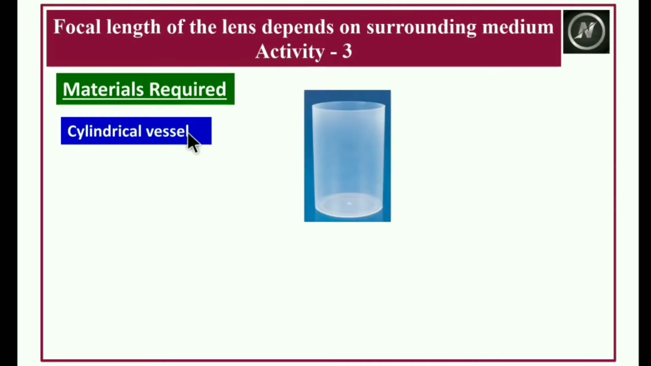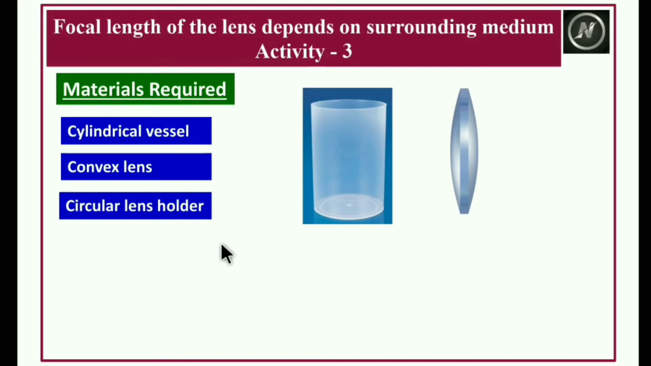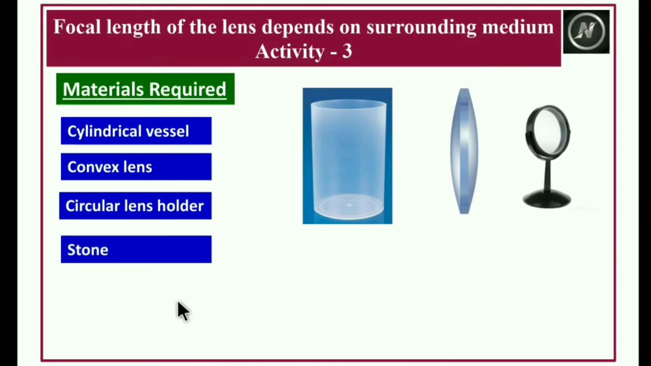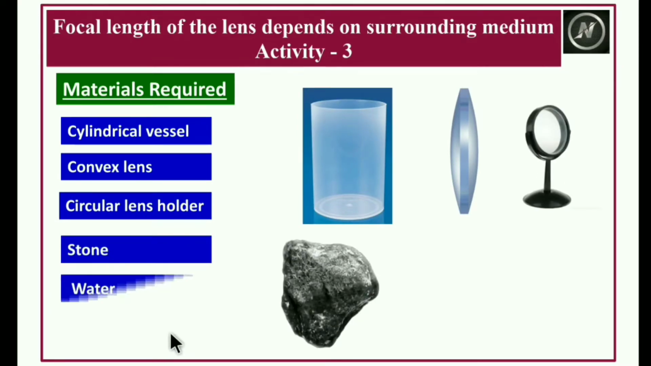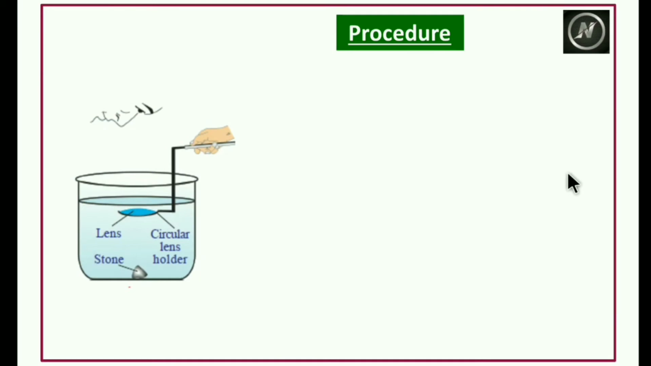So the materials required are a cylindrical vessel, convex lens, circular lens holder, stone and water. These are the materials required. And coming to the procedure.